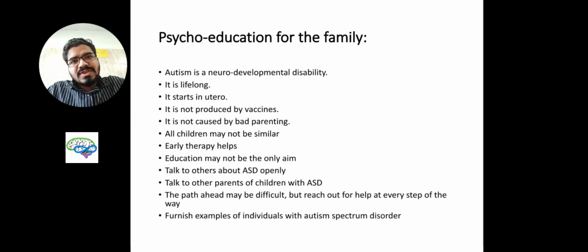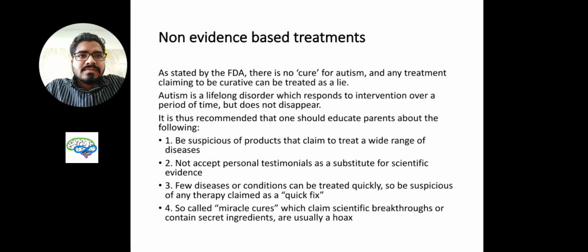Early intervention is very helpful. It has been persistently found that if you start early, the prognosis will be good. Education is not the only aim. Developing the functional skills of the child is very important apart from academic education. We need to not stigmatize the child. We need to talk openly and in a positive manner. We should arrange meetings with parents of other children with autism spectrum disorder. These kinds of psychoeducational interventions are very helpful for the parents.